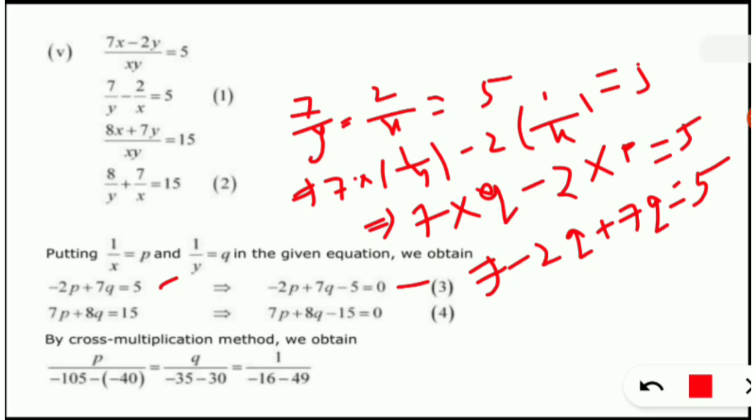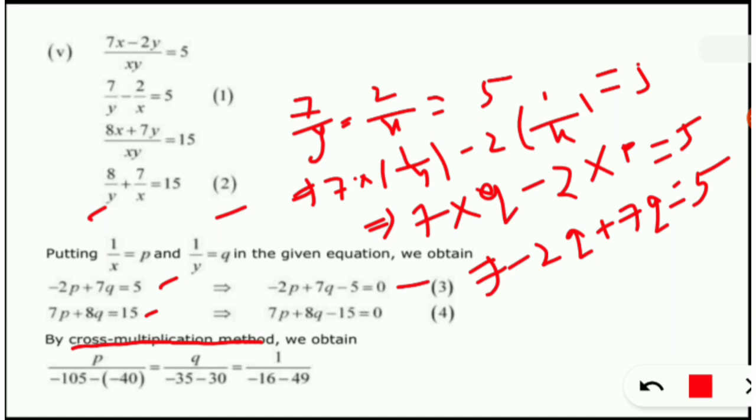Similarly, equation 2 can be written as 7 into 1 by x, that means 7p, plus 8 into 1 by y, that means plus 8q equals 15. So this implies 7p plus 8q minus 15 equals 0. Here we use the cross multiplication method.